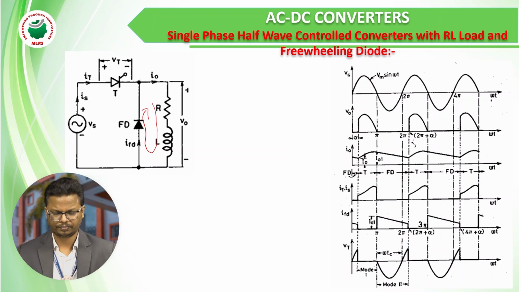Today we discussed the single phase half wave controlled rectifier with R load, RL load, and with the freewheeling diode. We saw the derivations of output voltage, output current, and RMS voltage for the R load and RL load. So today we are going to end here. Thank you very much.